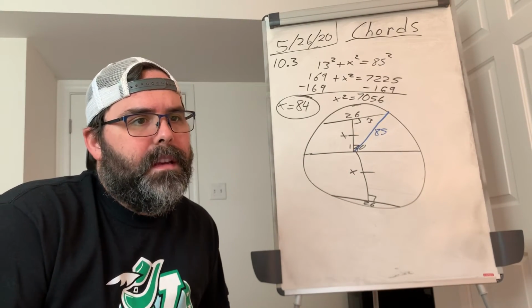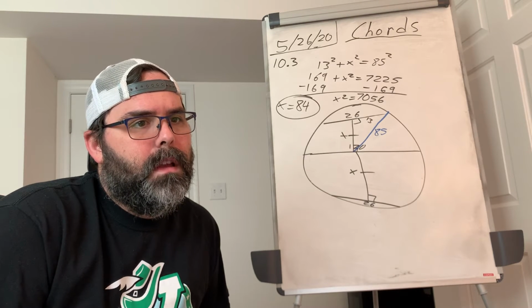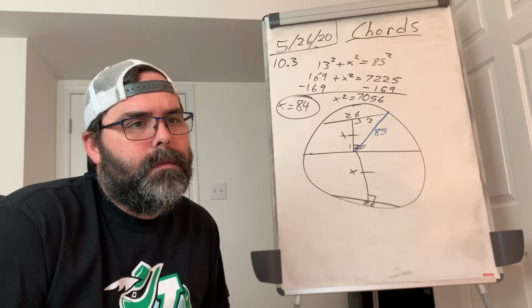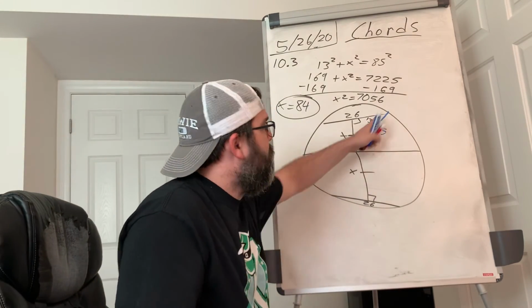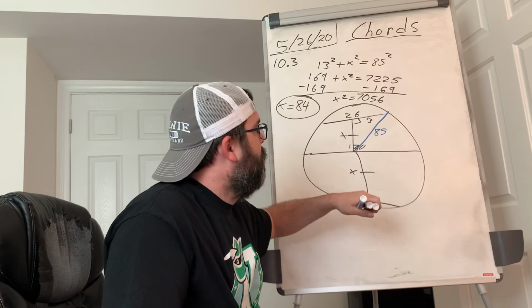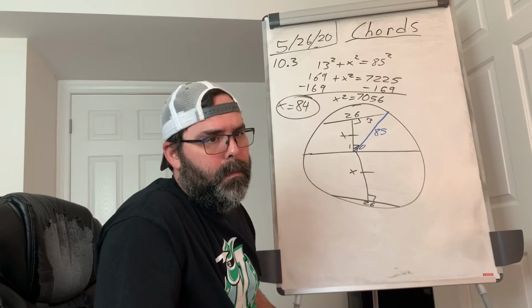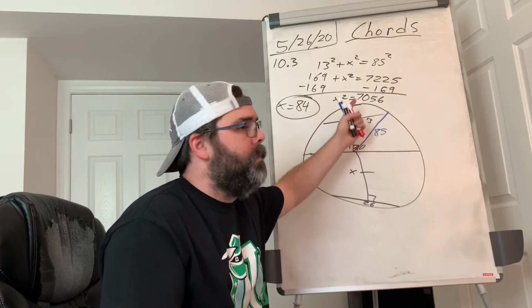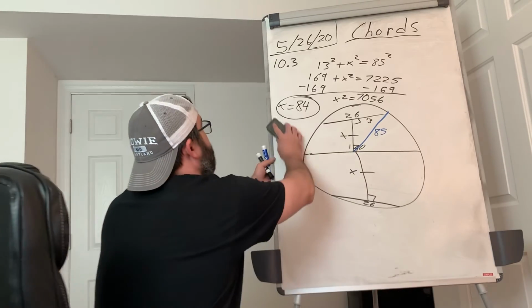All right, number 11. A chord is 16 units from the center of a circle. The radius of the circle is 20 units. What is the length of the chord? This is the same problem, but instead of finding the radius like in number 9, or the distance like in number 10, now we're finding the length of the chord. So let's just do this one real quick.